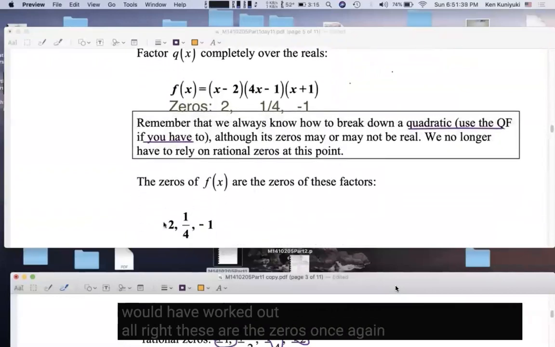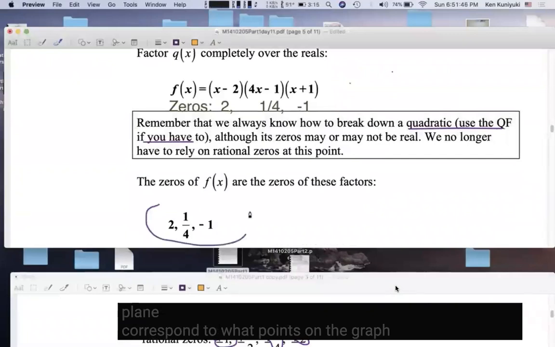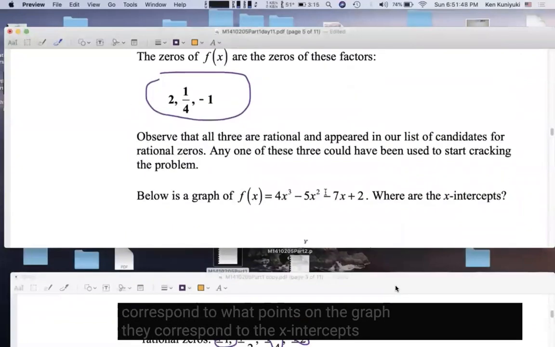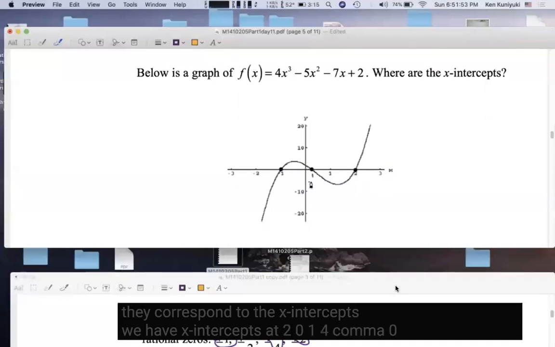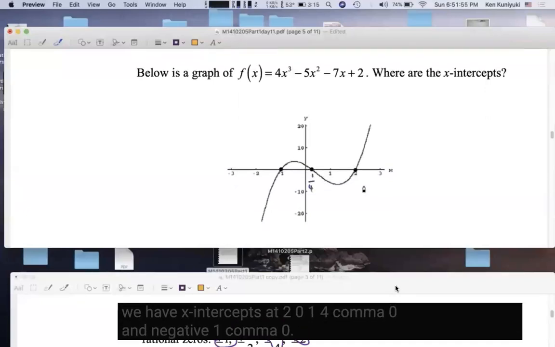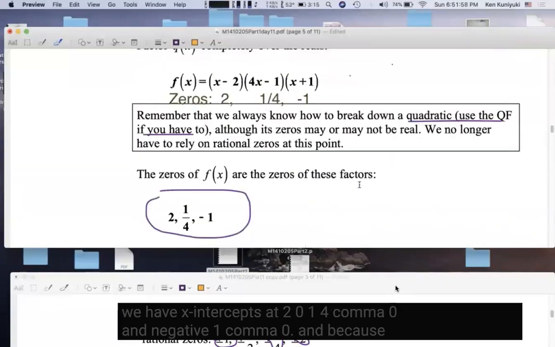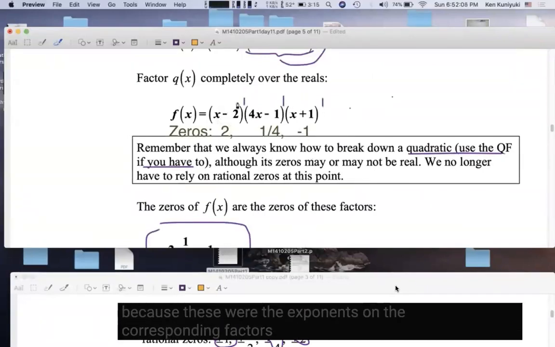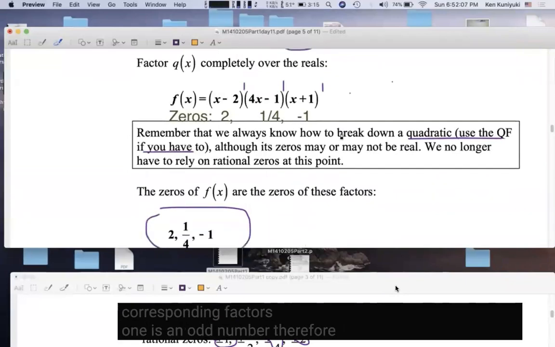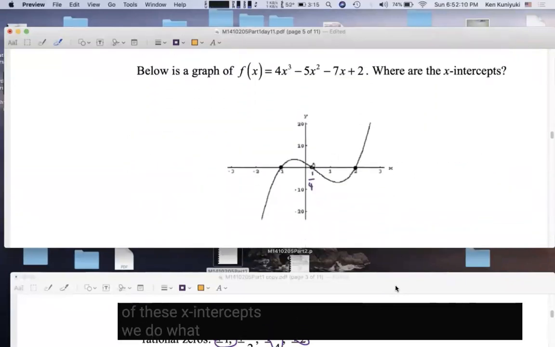These are the zeros once again. The real zeros of a function in the xy plane correspond to what points on the graph? They correspond to the x-intercepts. We have x-intercepts at (2, 0), (1/4, 0), and (-1, 0). And because all of these zeros have multiplicity 1, because these were the exponents on the corresponding factors, and 1 is an odd number, at each of these x-intercepts we do what? We cut like a snake.